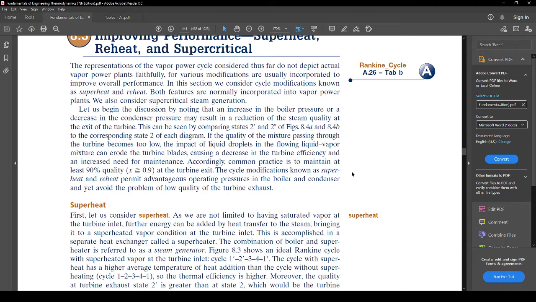So, superheat and reheat. Essentially, superheat is that the power plant goes to the superheated region, right, before it goes into the turbine. And reheat is after the turbine, instead of going to a condenser, it goes back to the boiler and runs through the turbine again, and then it goes to a condenser, right? Or it does that a couple of times. It might have a couple of reheats.